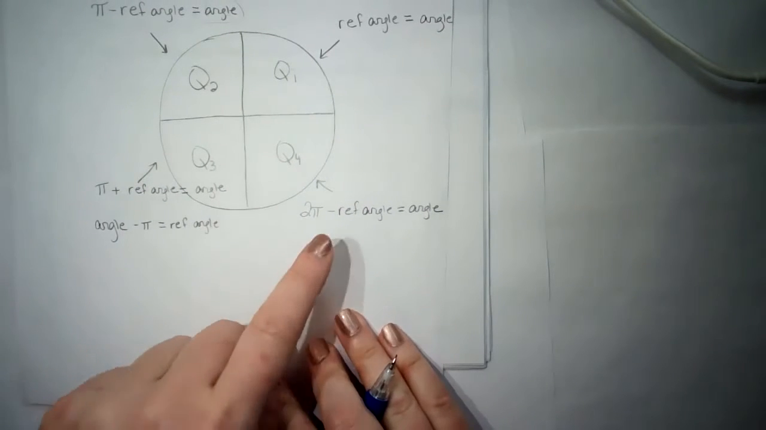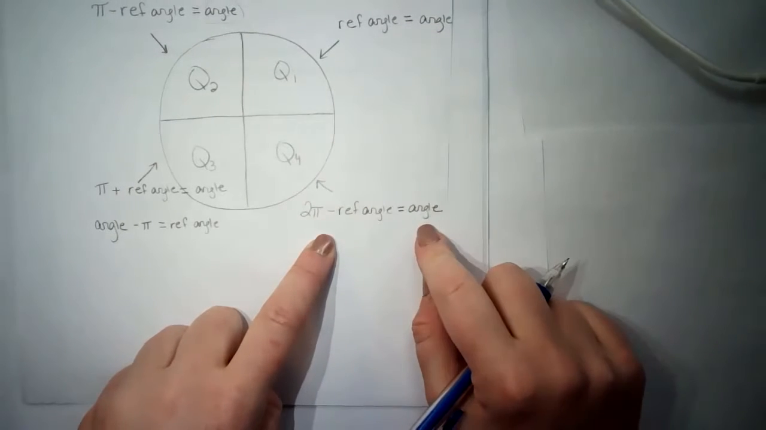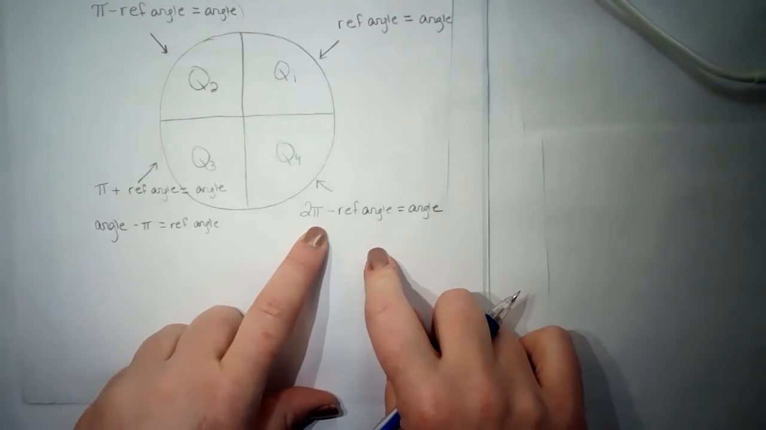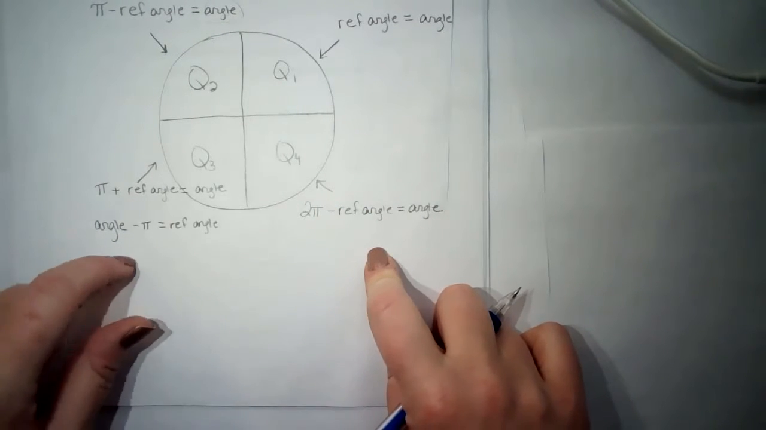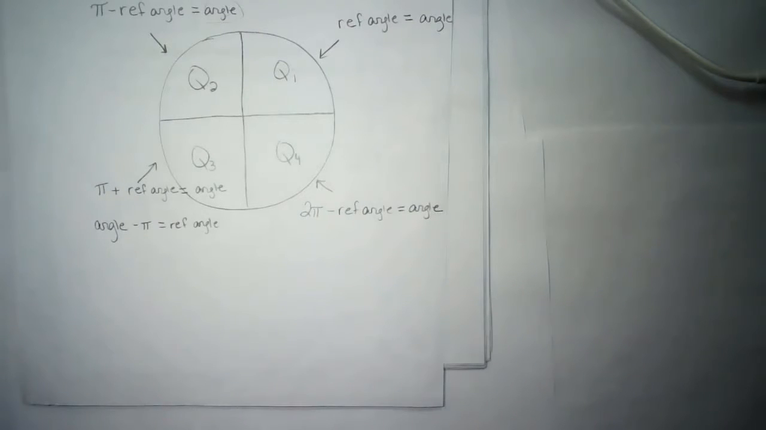Then in quadrant 4, 2 pi minus the reference is going to give you the angle, or 2 pi minus the angle will give you the reference. So it's only quadrant 3 that has to have two separate equations depending on which one you have. Do you have the reference and need the real angle, or do you have the real angle and need the reference? That's what was messing me up the other day. So this may not be helpful to you, but we're going to come back to it in just a second. I just wanted to throw that up there.